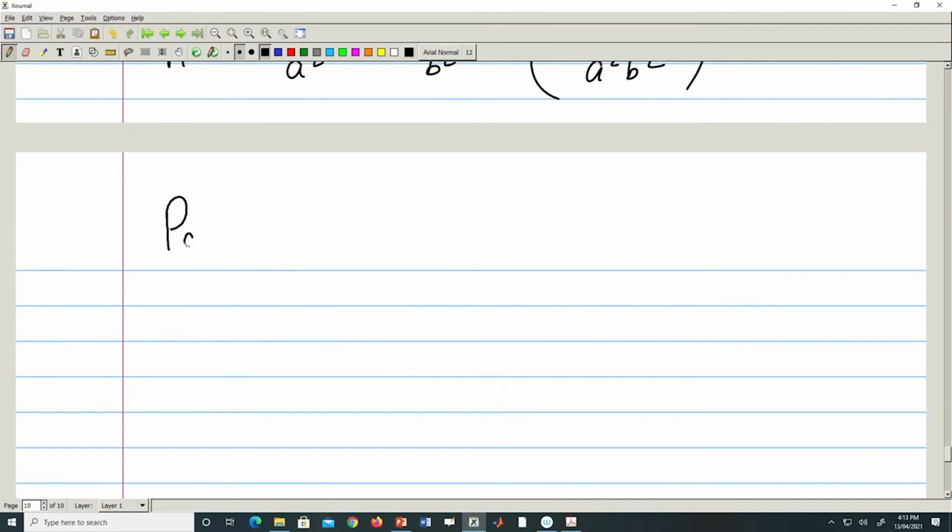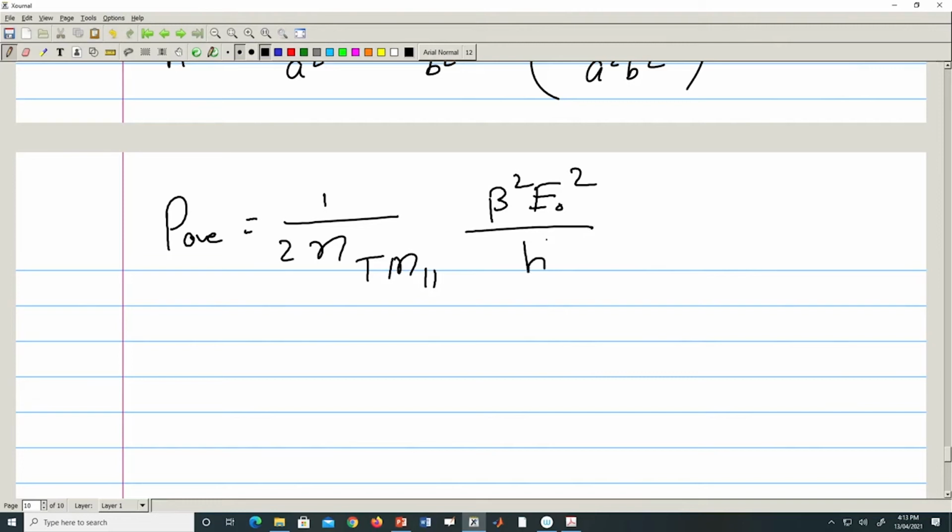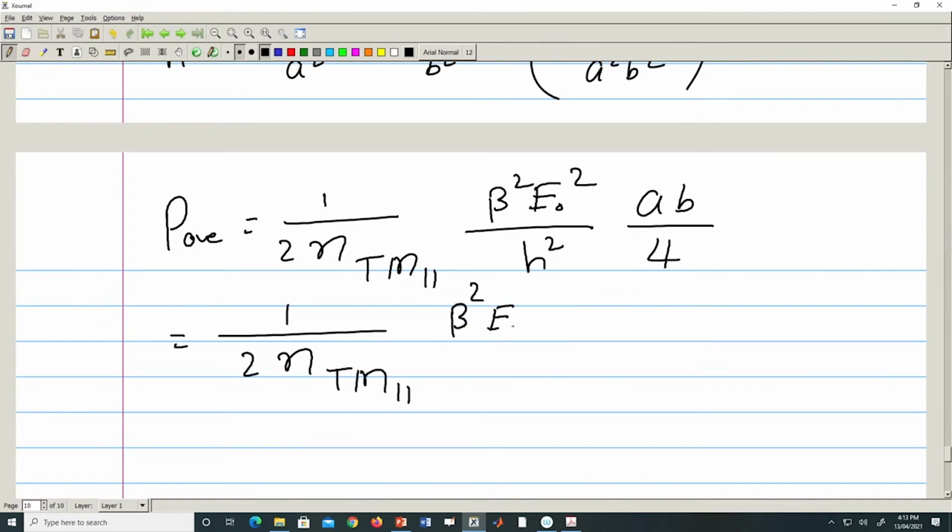We will get the average power equal to 1 by 2 eta TM11 beta square, that is (eta naught)^2 by h square into AB by 4, because h square is cancelled out and pi square is going inside. After substituting the value of h square, we can substitute 1 by 2 eta TM11, so beta square E naught square AB upon 4.